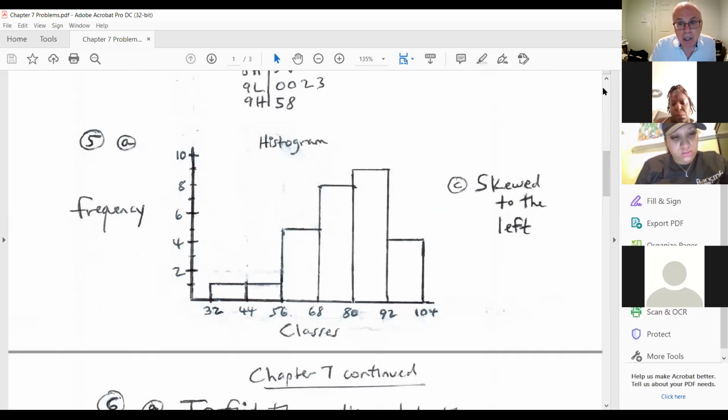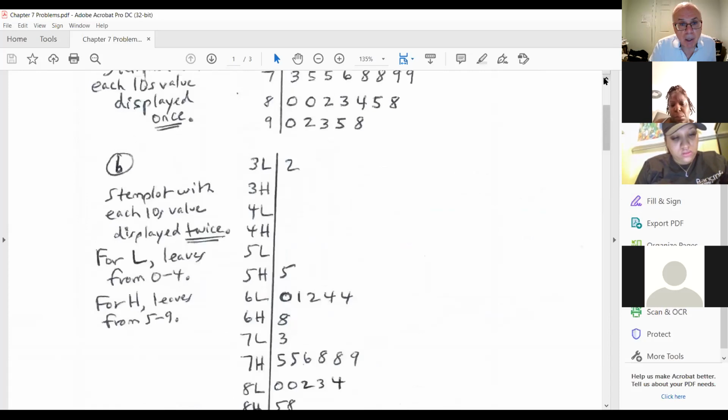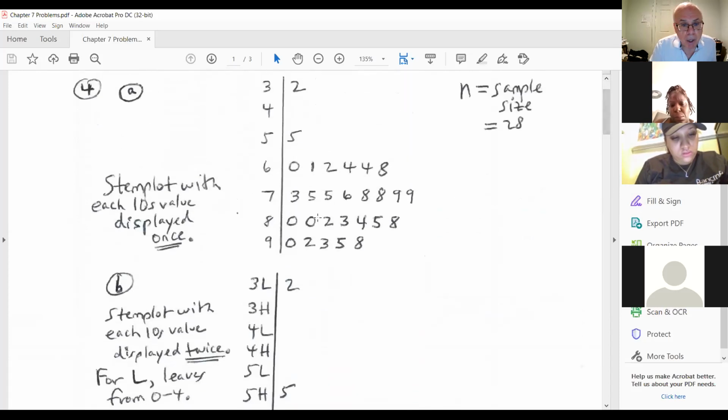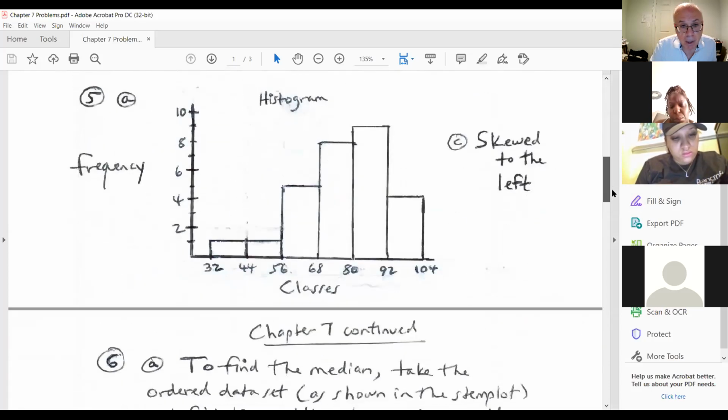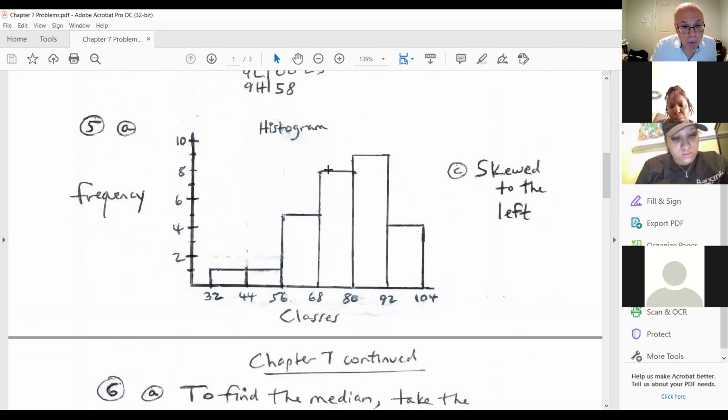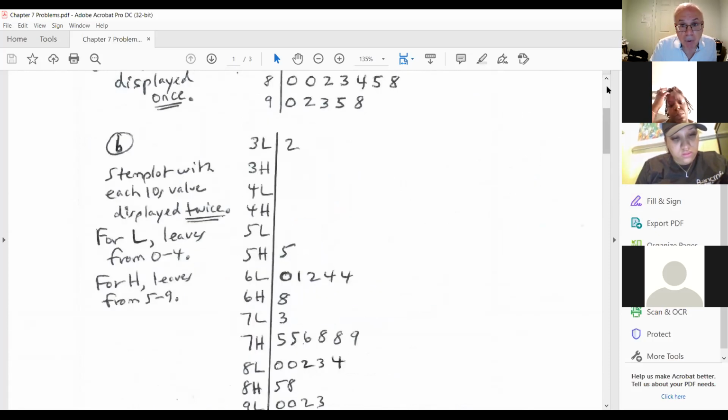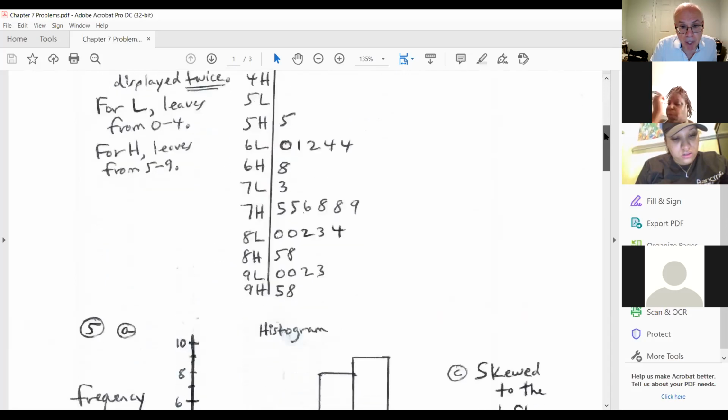And then from 80 to 92, there's 1, 2, 3, 4, 5, 6, 7, 8. There's 8 of those, not including the 92. Right, so I think I had to switch it. This one here should be 9, and this one here should be 8. And then the last one, there's 4 between 92 and 104. So it's 1, 2, 3, 4. Okay, so I'll make the change and give you an updated version of this.